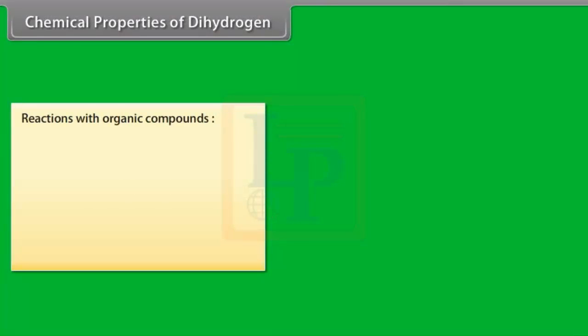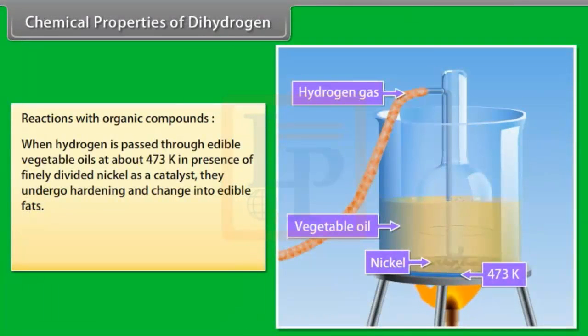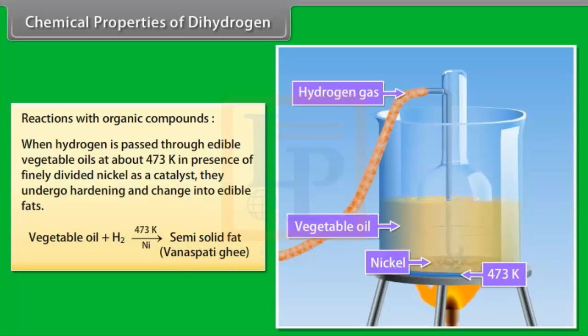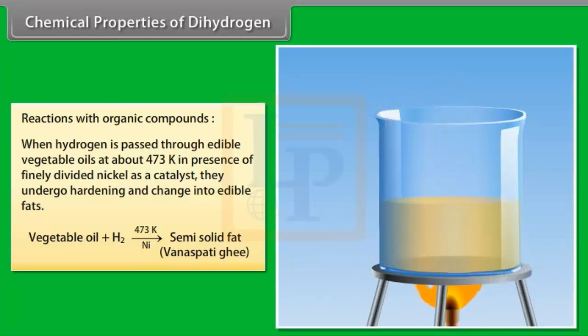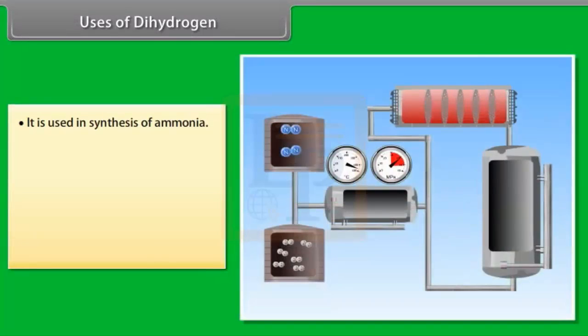Reactions with organic compounds. When hydrogen is passed through edible vegetable oils at about 473 Kelvin in the presence of finely divided nickel as a catalyst, they undergo hardening and change into edible fat. Uses of dihydrogen. It is used in the synthesis of ammonia.